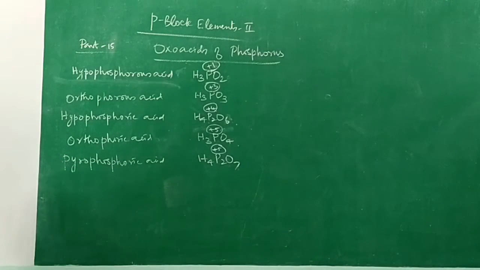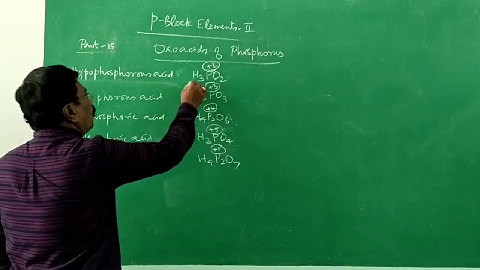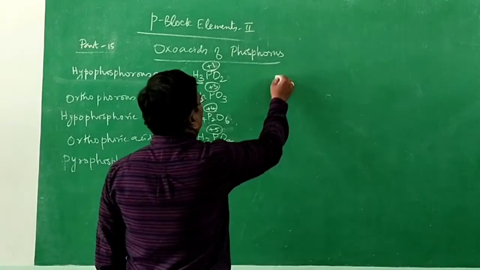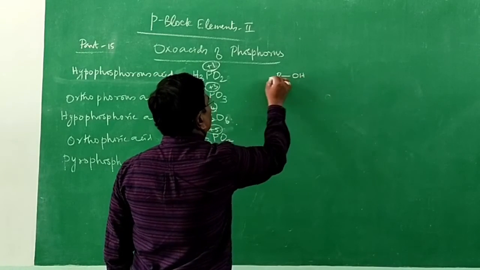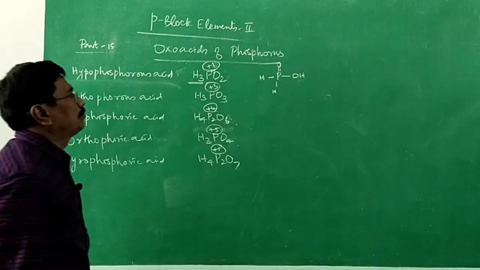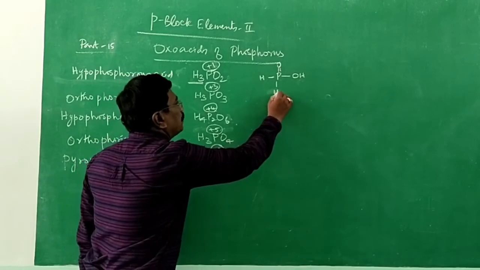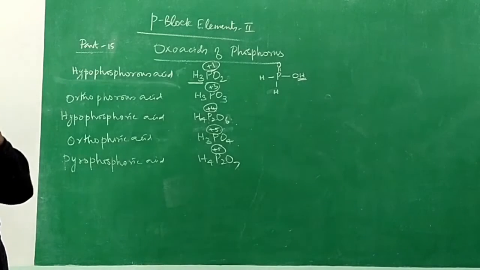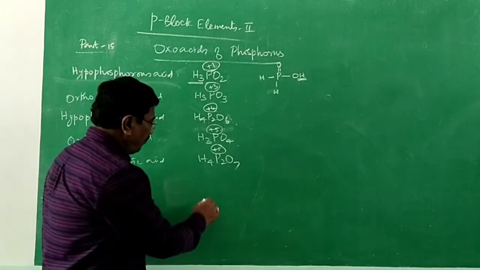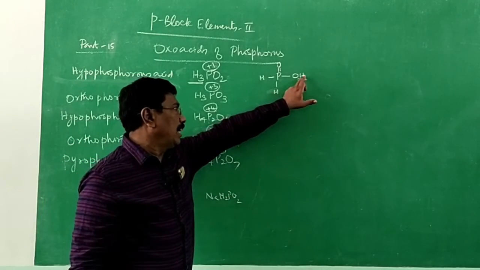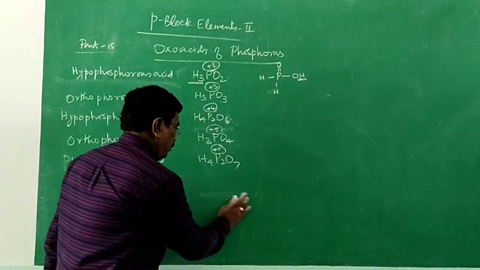Now, what about the structures? Hypophosphorus acid is a monobasic acid. That means it has only one replaceable hydroxyl group: P, OH, hydrogen, hydrogen, and another one an arrow or double bond to oxygen. Here, only this hydrogen seems to be replaceable. So it is a monobasic acid. Because of that, we get sodium hypophosphite NaH2PO2, where this hydrogen is replaced by sodium, as obtained in the preparation of phosphine.